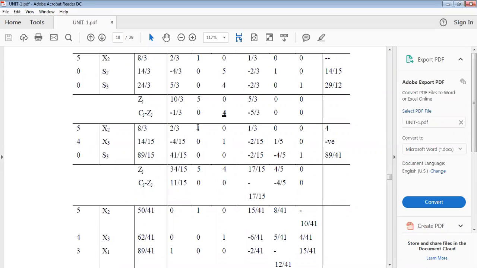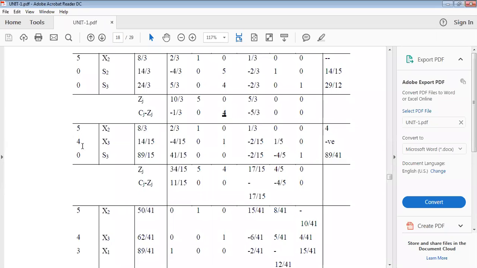Next, 5 into 1, you get 5 here. This is 4 into 0, and this is 0 into 0. So 4 into 0 gives you 0, 0 into 0 gives you 0, and 5 into 1 gives you 5. Similarly, 5 into 0, you will get 0 here. 4 into 1, you will get 4 here. 0 into 0, 0. So finally, you got 4 here.